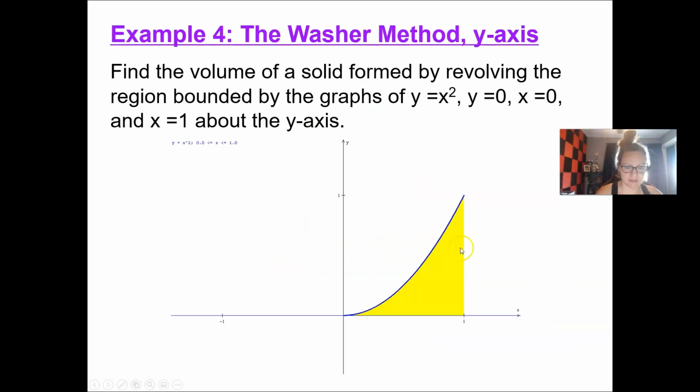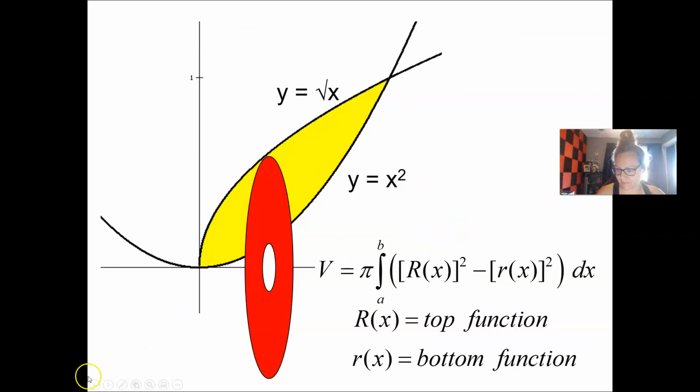Okay, so with the washer method, it's the same thing as when we found the area between two curves and took the top minus the bottom. But now you're doing the whole pi r squared thing. So you're still doing pi r squared, but you have to do the top function squared minus the bottom function squared. Okay.